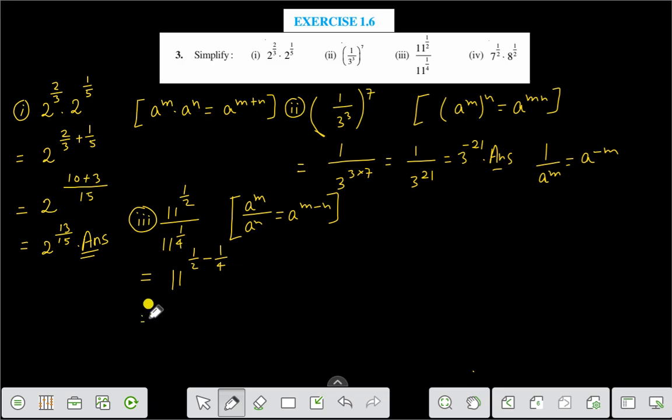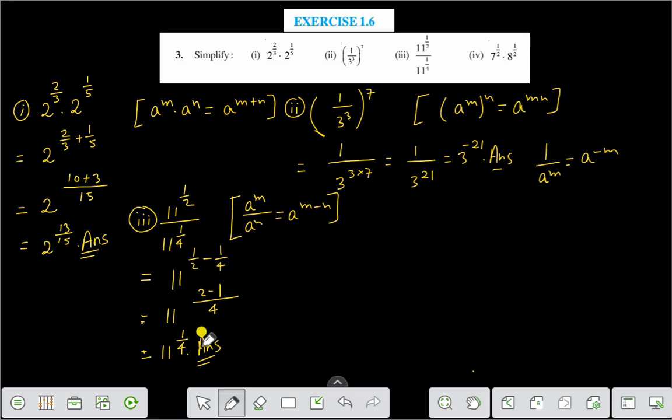Here we are getting 11 to the power 1 by 2 minus 1 by 4. We are getting 4 as the LCM, and 2 minus 1, we are getting 11 to the power, 2 minus 1 is 1, 1 by 4. And that is the answer of question number 3.